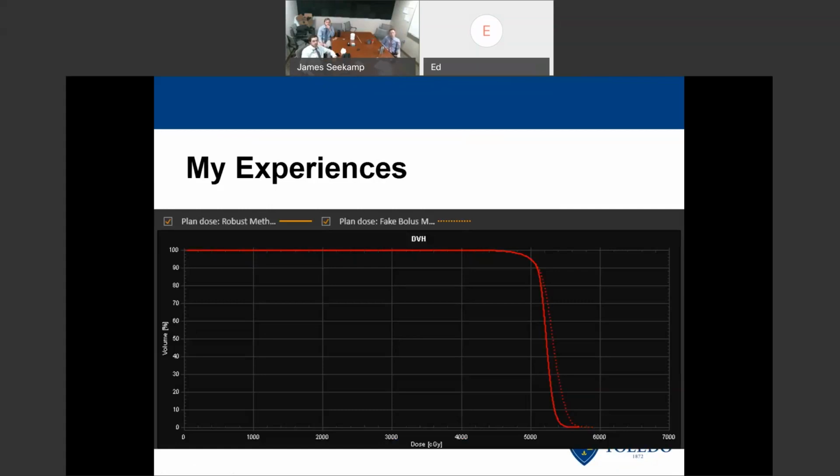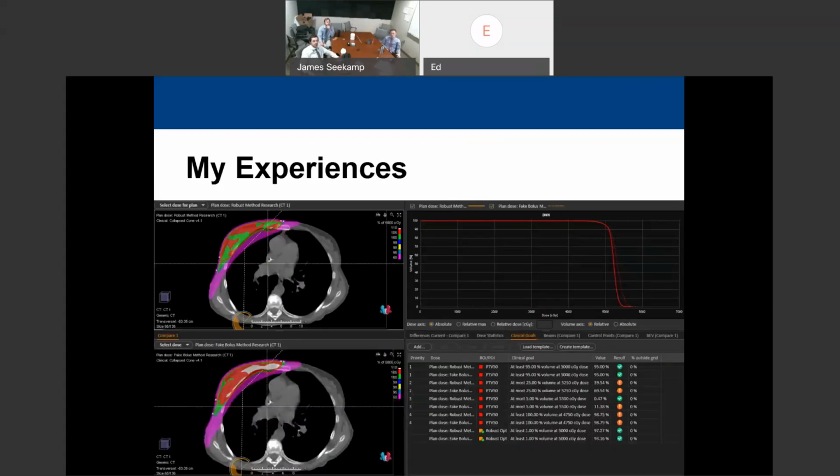So what I saw was the robust method actually gave a much better plan, significantly less 105 than the fake bolus method, and almost no 110. So here we have a side-by-side comparison with the robust on top and the fake bolus on the bottom. Some clinical goals of the prescription, 105, 110, and 95% coverage. And basically the robust was better in every way. But of course, this doesn't really show how adequate the flash was.